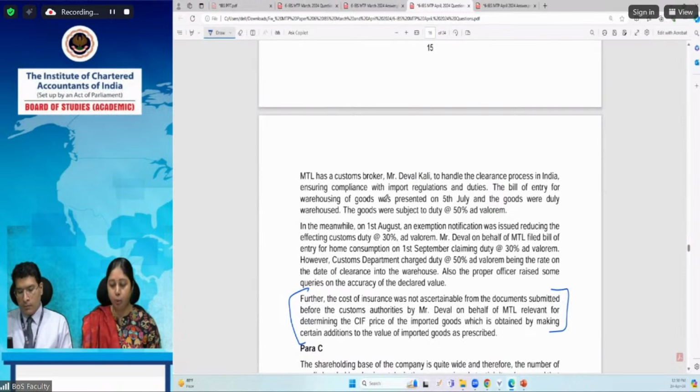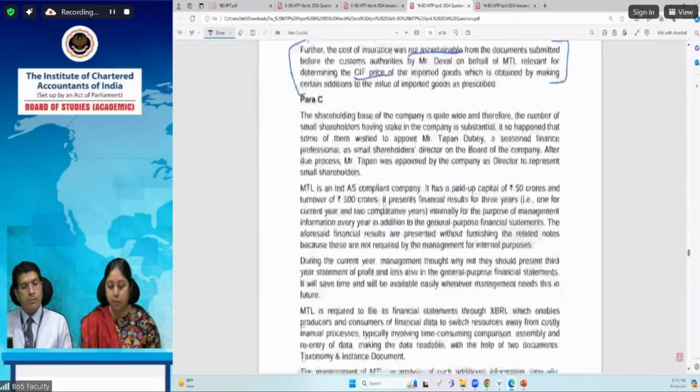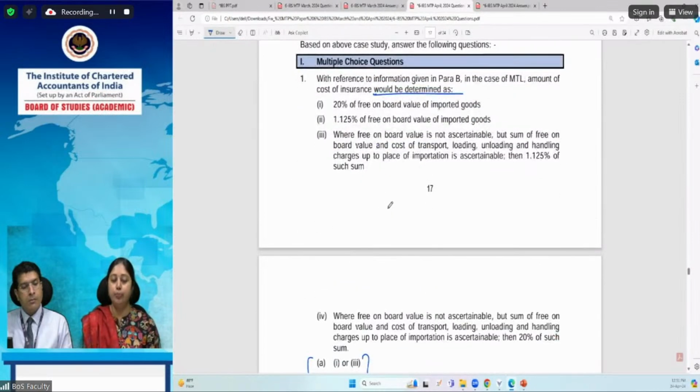But for this MCQ, what information is relevant with regard to this import is that the cost of insurance was not ascertainable from the documents submitted before customs authorities by Mr. Deval on behalf of MTL, relevant for determining the CIF price. So in CIF, you need to include insurance as well as freight, but the insurance cost cannot be ascertained from the documents. Now, with regard to that, the MCQ asks how he can determine the cost of insurance, or what would be the cost of insurance which we'll take while computing the assessable value in case the cost of insurance cannot be determined from the documents which are there with MTL.